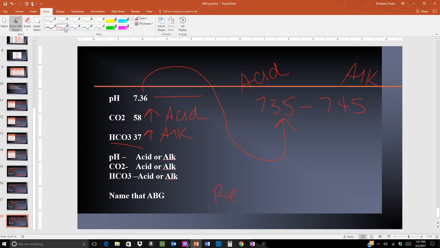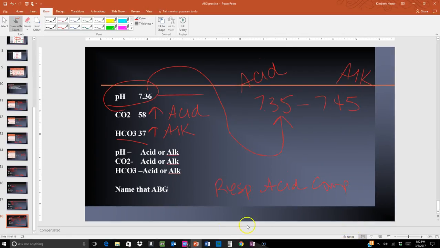So this has to be respiratory acidosis, but it is compensated. And it's compensated because this pH is now normal. So let's take a look at the answers. So it's compensated.